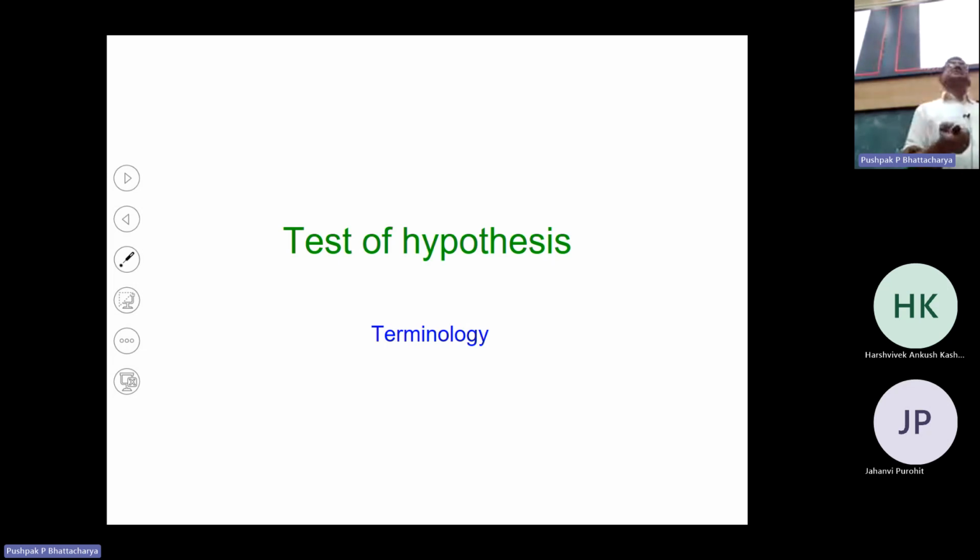Now let's begin test of hypothesis. A very, very fundamental concept in the whole of AI. And again, this is one of the concepts whose relevance has not changed from one generation of NLP to another generation.